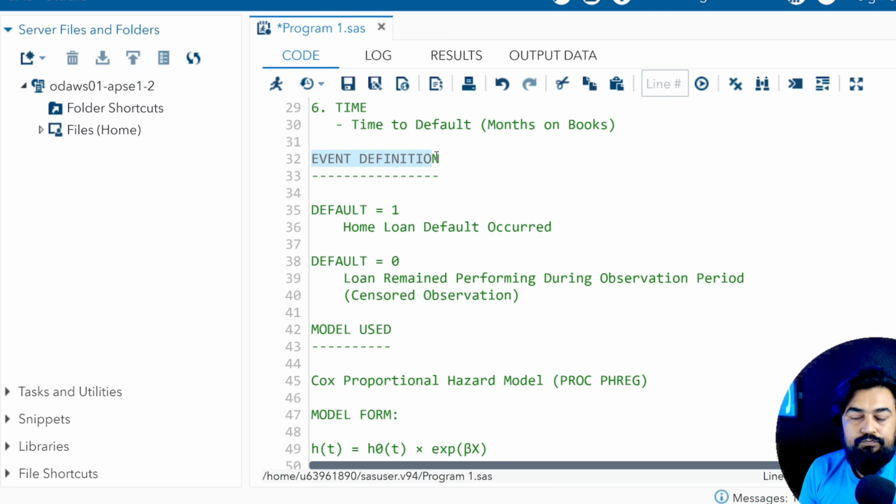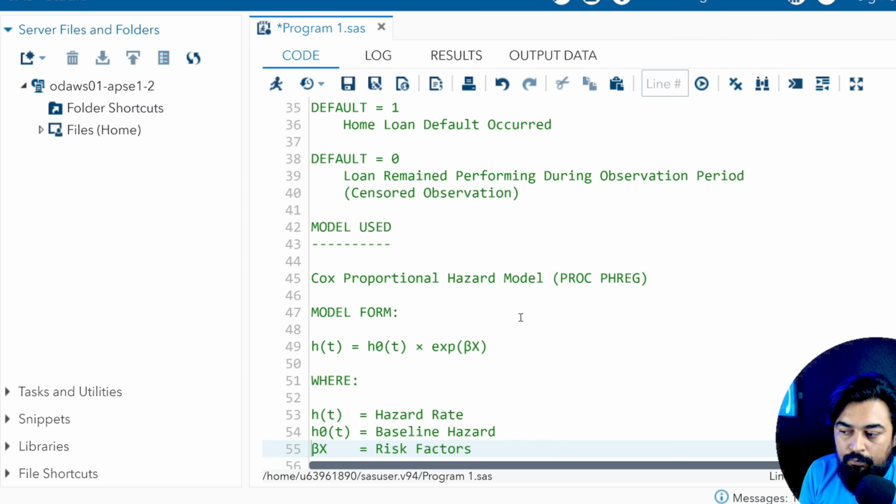Then event definitions. Now what are events? Anything, whether a customer is defaulting or not defaulting, both are considered as an event. If the default value in that particular variable is 1, that's a general practice, then that is considered a default customer. And if the value is 0, the customer is considered a non-default customer. You can read it also like: home loan default occurs when the default value equals 1. This is again calculated by the bank. Default equal to 0 means the loan remained performing during the observation period, so basically the person is able to pay the EMI and all.